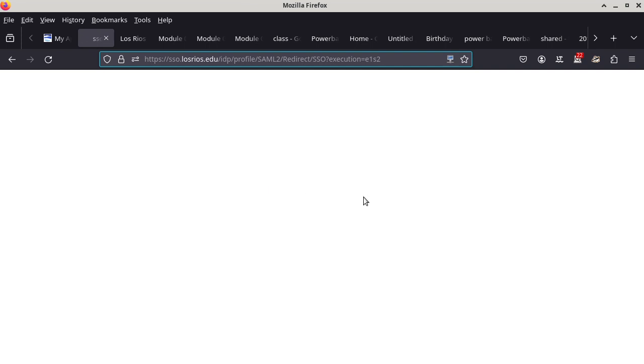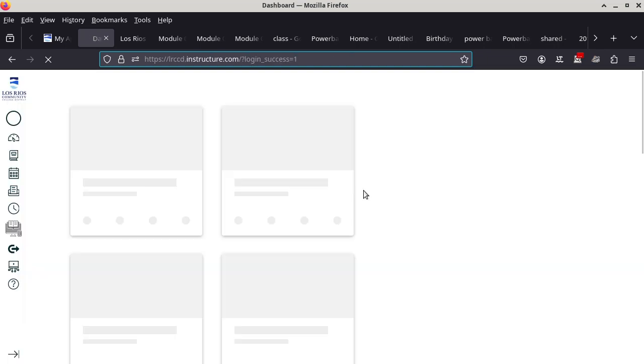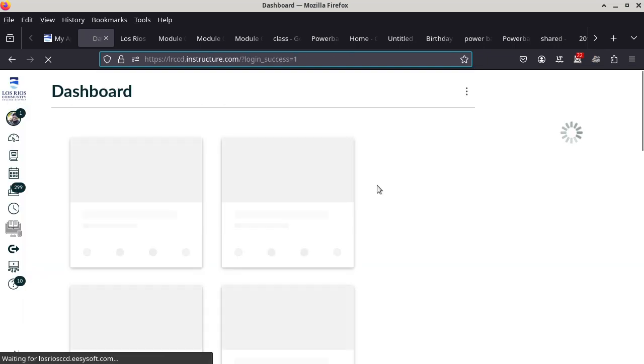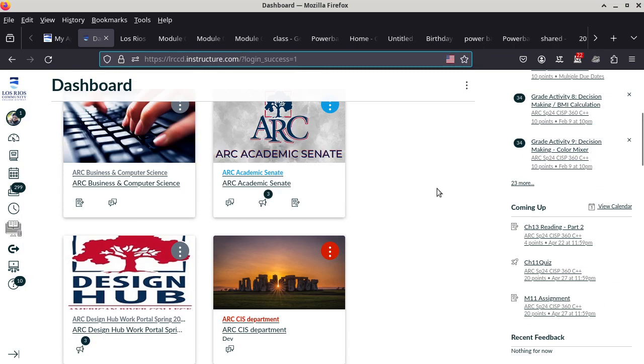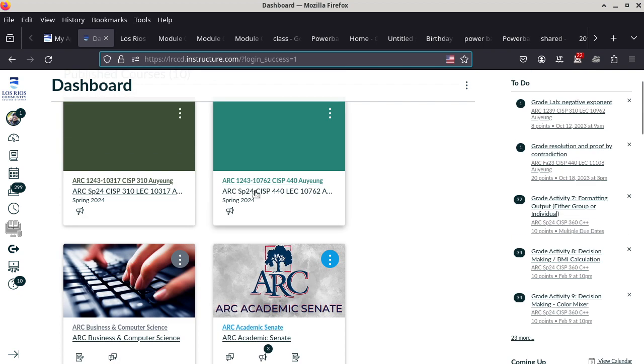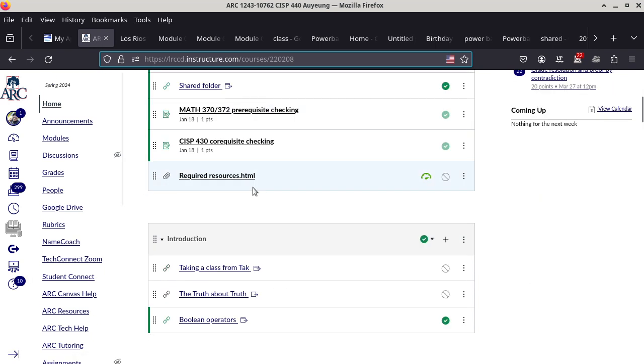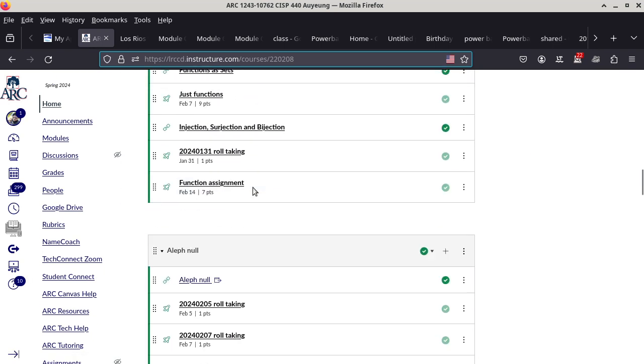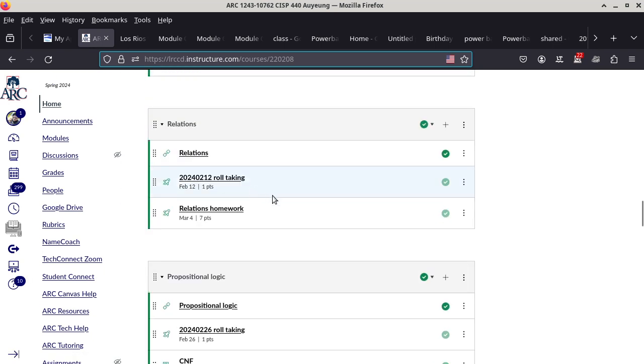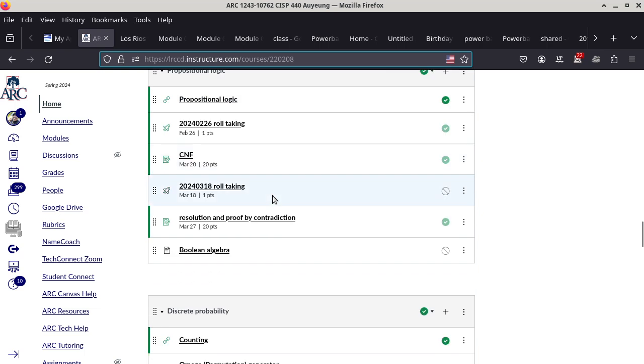This class is an interesting class because the topics that we go over are kind of random. Some of these are closely related and others, I don't see the connection. They're all connected in a way in the end, but sometimes it's hard to see how they are connected. So let me show you where we are at this point.